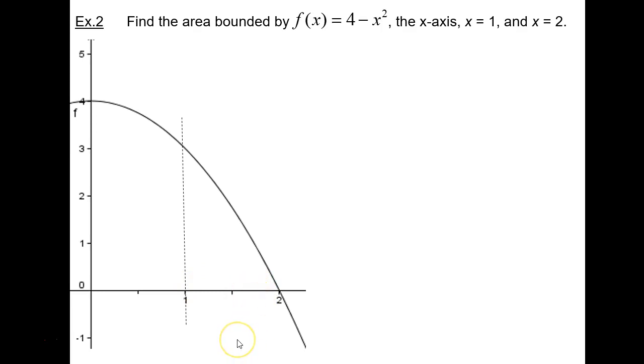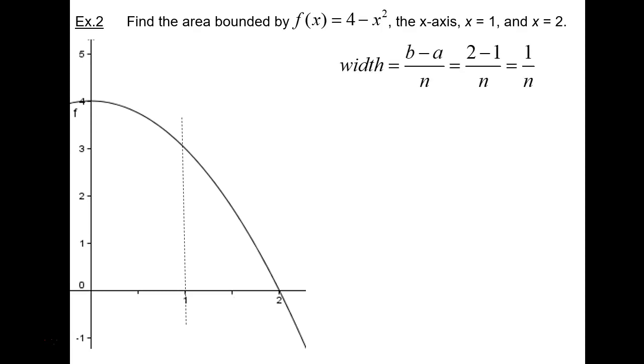I want to be clear on that. We're talking about closed bounded regions. So we're looking at this little wedge right in here from x equals 1 to x equals 2, but it stops at the x-axis. So let's go through our steps. Step 1 is to get the width. So look back at your notes. B minus a over n, you can do that part.